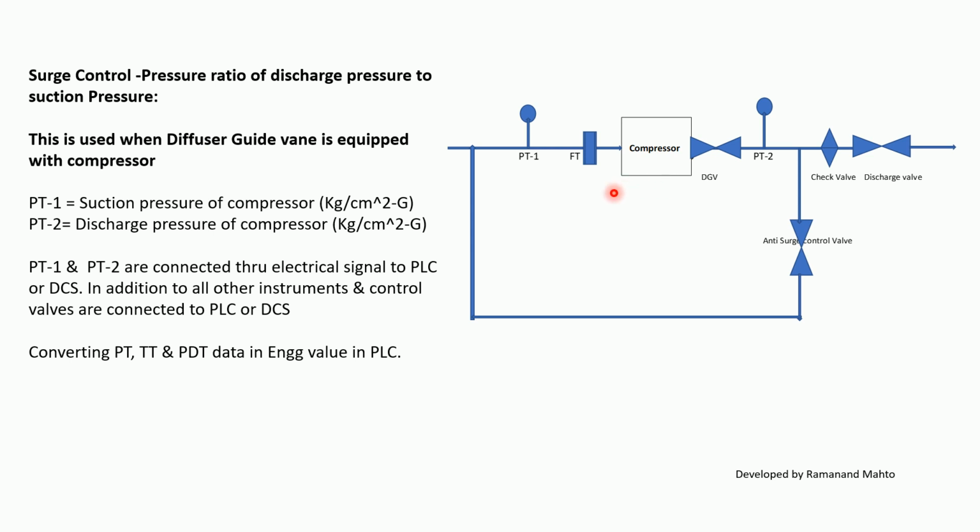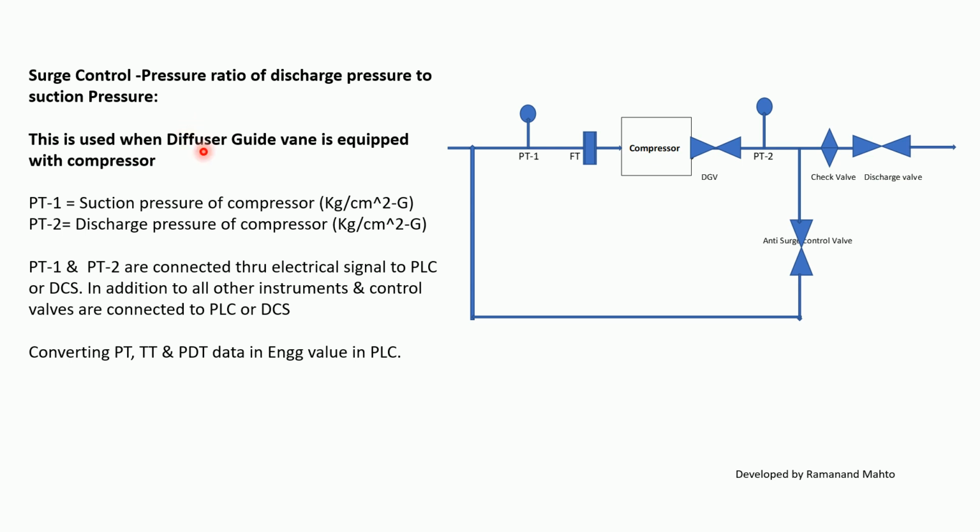This is a compressor. It is taking suction from air or process gas. It has one pressure transmitter installed on the suction side, and another pressure transmitter on the discharge side. One DGV is installed in this compressor. It has an anti-surge control valve which is venting to atmosphere in case of air operation, and is redirecting back to the suction of the compressor if it is a process gas. On the discharge side, one check valve is installed, then a discharge valve, and finally it is connected to the discharge system.